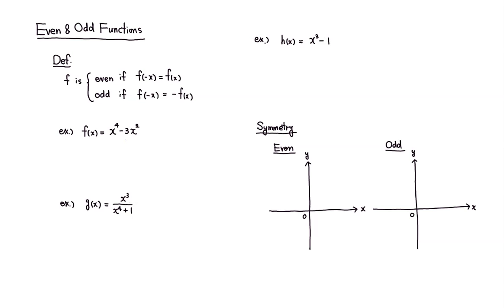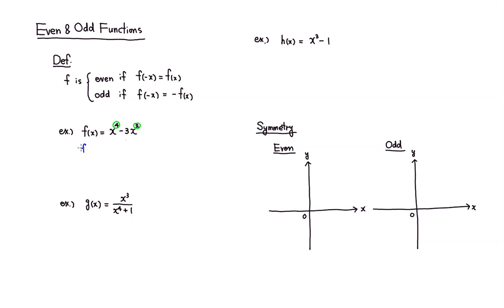So let's check this one. f of x equals x to the fourth minus 3x squared. You can pay attention to the power. You can see that both powers are even. So we think that it's going to be an even function. Let's see how it goes.